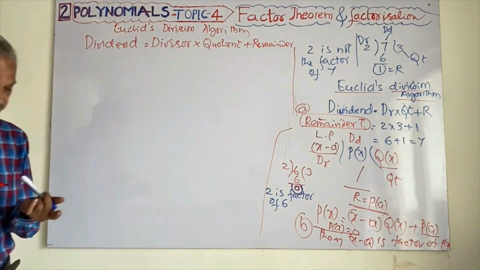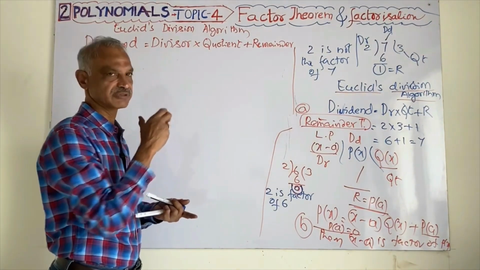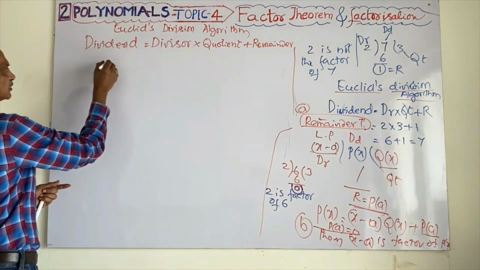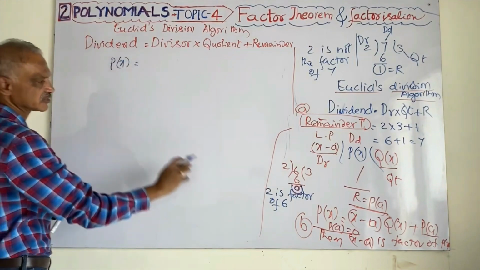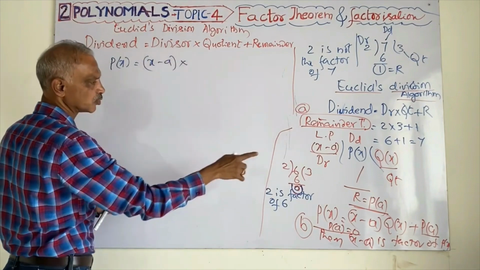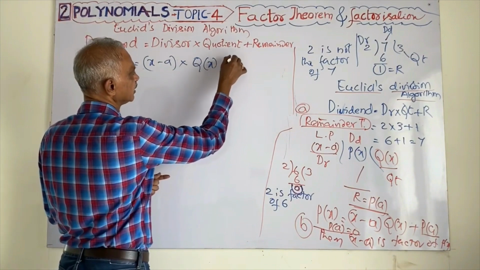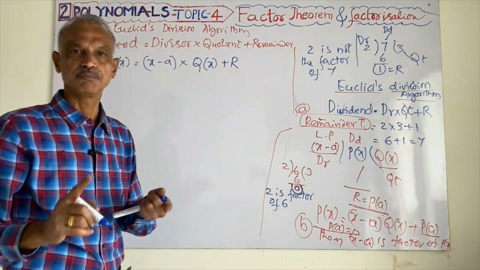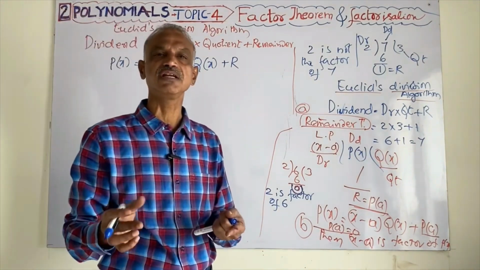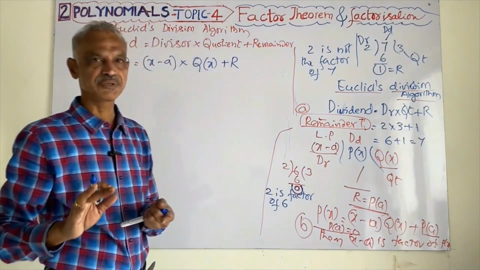First, if you want to understand this one, I will take P of x. What is the dividend here? P of x. P of x is equal to, what is the divisor here? It is x minus a, into, what is the quotient? The quotient is in the form of Q of x, plus, what is the remainder? We have to show the remainder is equal to P of a, because we are dividing P of x, a polynomial, by a linear polynomial x minus a. The remainder should be in the form of P of a.